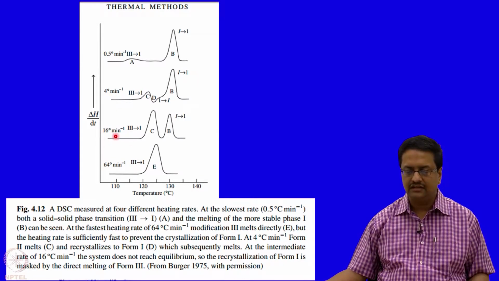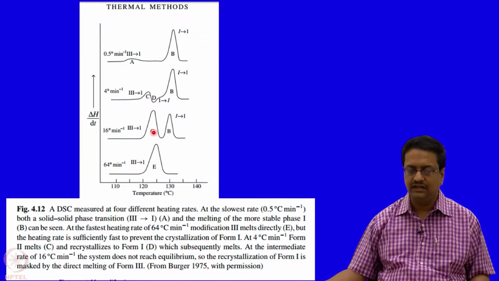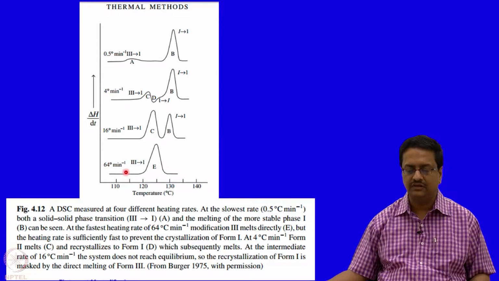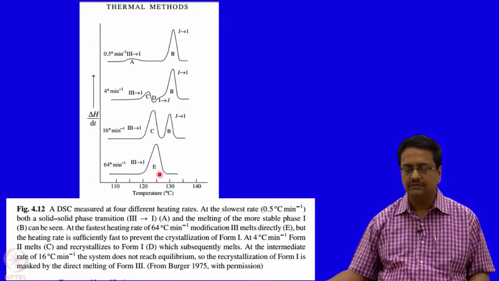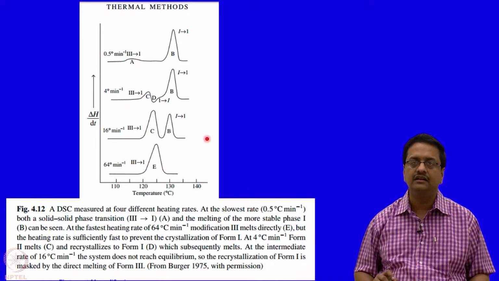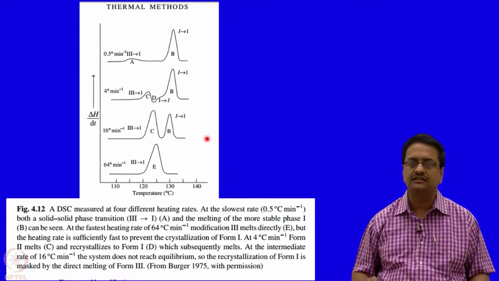At 16 degree per minute heating rate, 3 converts to 1, and then 1 melts to liquid like this. And at much faster rate, that is 64 degree per minute heating rate, form 3 directly gets converted to a liquid phase at about 125 degree centigrade temperature. So, these plots indicate the heating rate in a DSC experiment is very important to observe different physical transformations.